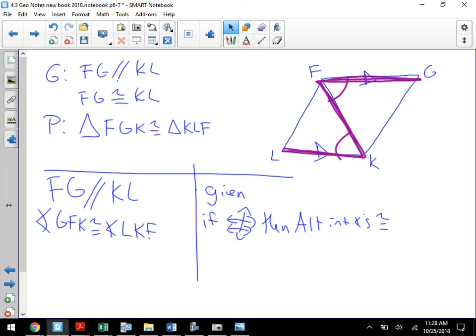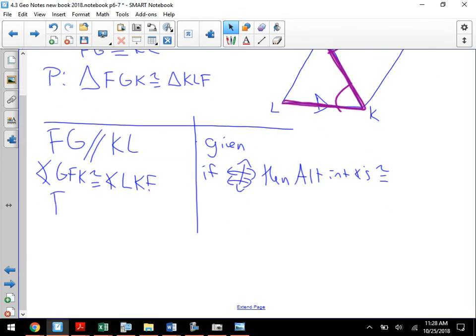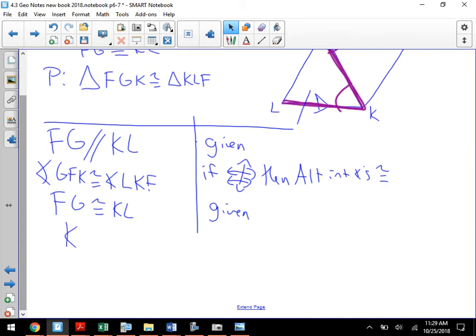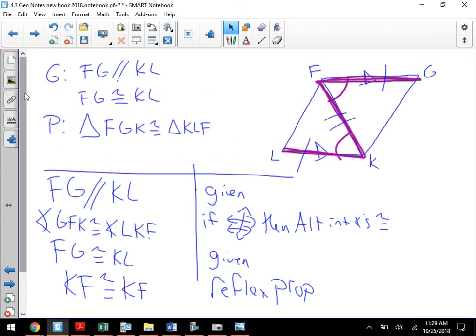All right. Now I go to the next one. FG and KL are congruent. By them being parallel doesn't necessarily mean that they're going to be congruent unless it's given to you. You can't just assume that parallel and congruence go hand in hand. And what's the last thing I got to do? Reflexive. Very good. KF congruent to KF. And now you wind up with which of the four? Very good. Side angle side.